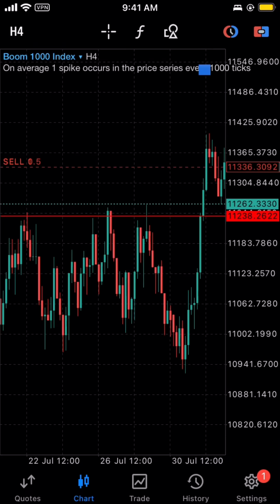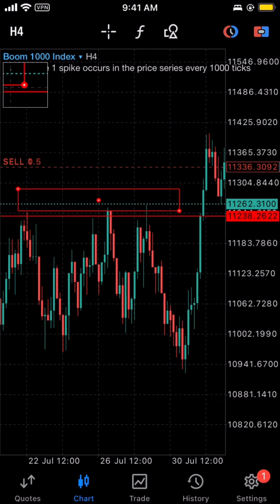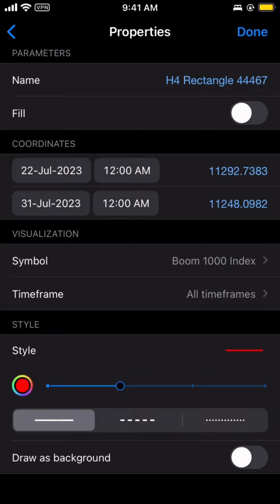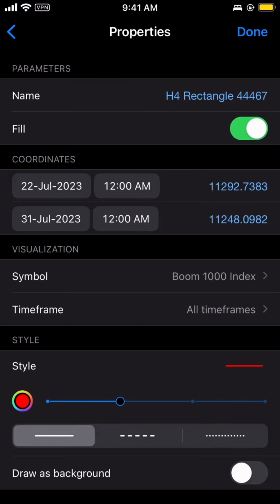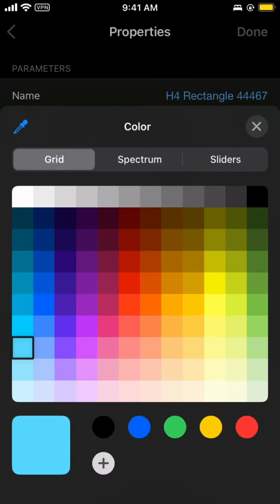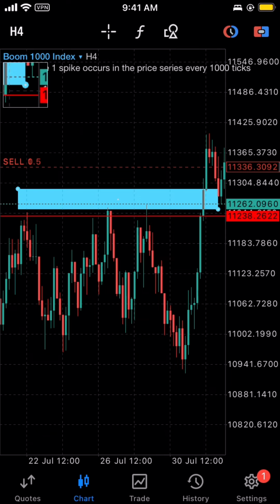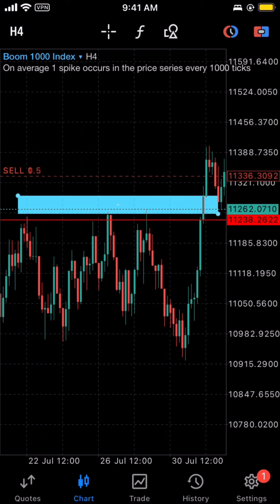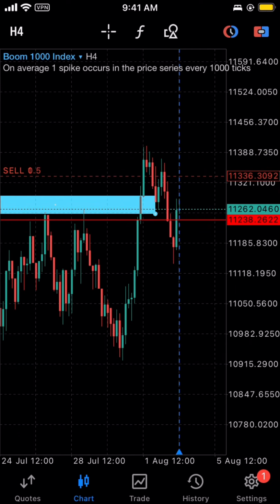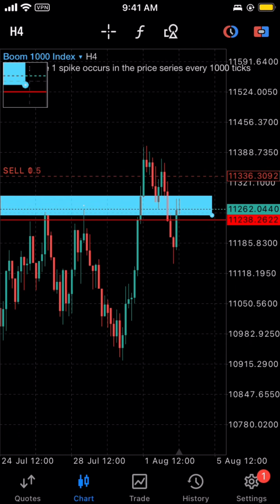So you have to grab a rectangle like this. Let's change the color of the rectangle. Let's make it fill and change the color to maybe light blue like this. Yeah, so this area right here, the light blue area, is a liquidity grab area. Most traders will be putting their stop loss around this area.